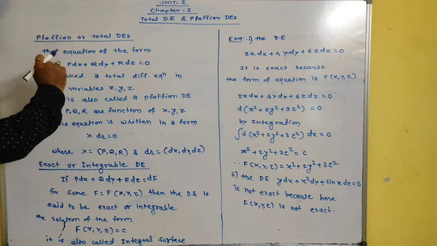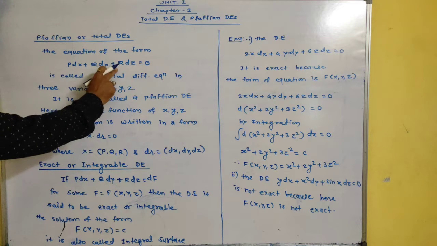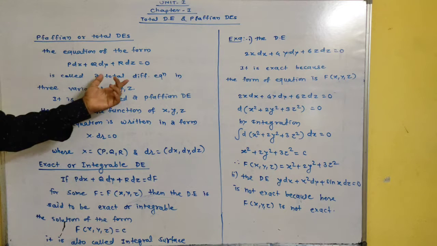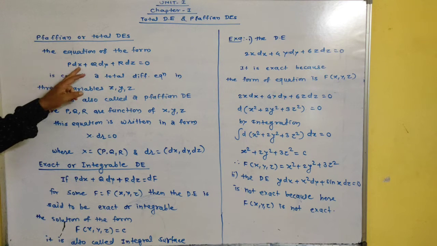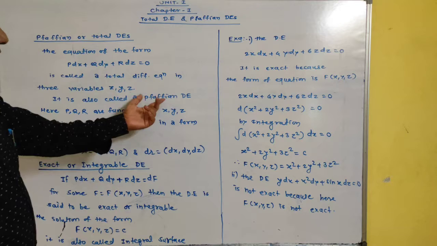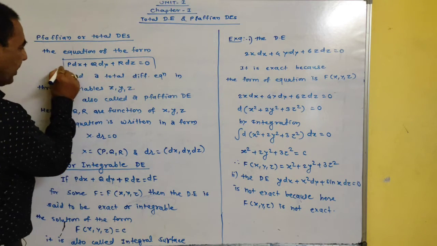The equation of the form P dx plus Q dy plus R dz equal to 0 is called the total differential equation in the three variables x, y, z. It is also called a Pfaffian differential equation.